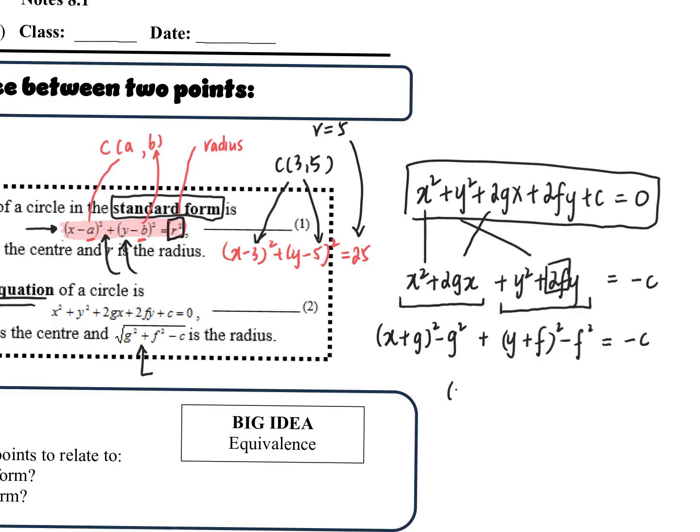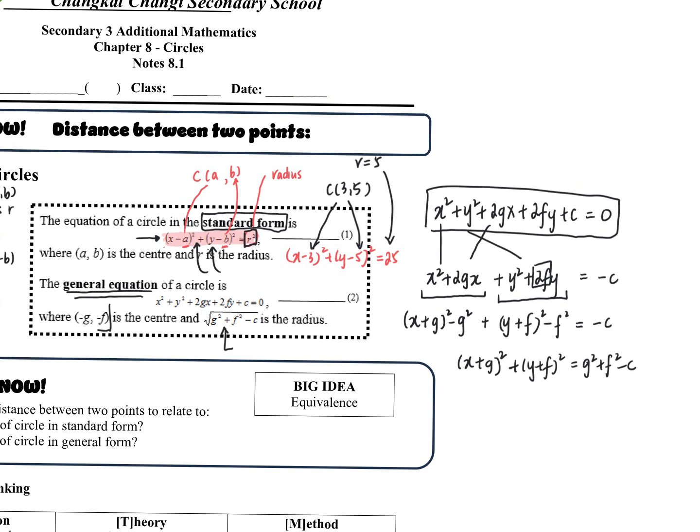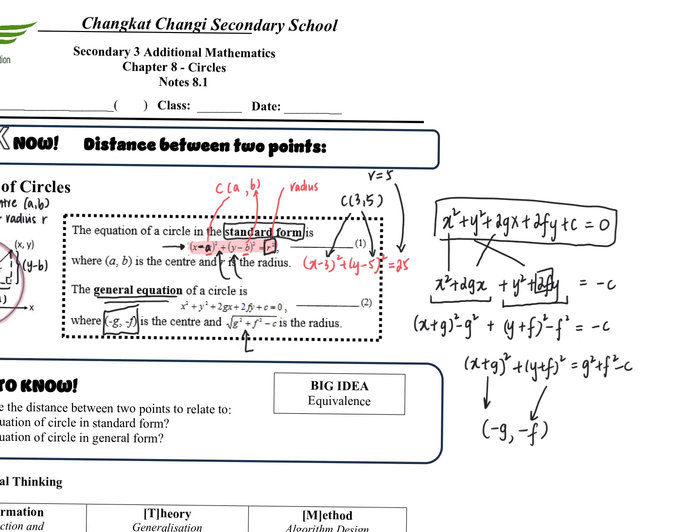So if I just tidy things up and rearrange in the form that they want, I will shift all this to the other side. Can you see how they came up with the center being minus g and minus f? Because this one must always be minus a, so we always take the opposite sign. There's one year that they asked you to change from general form to standard form.